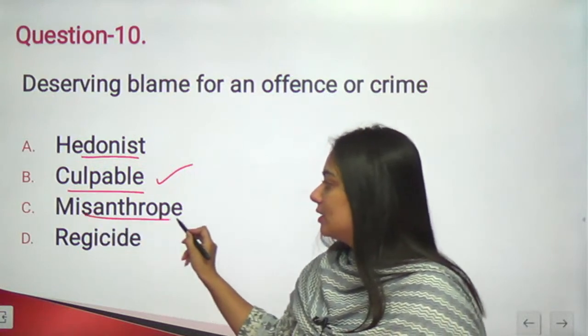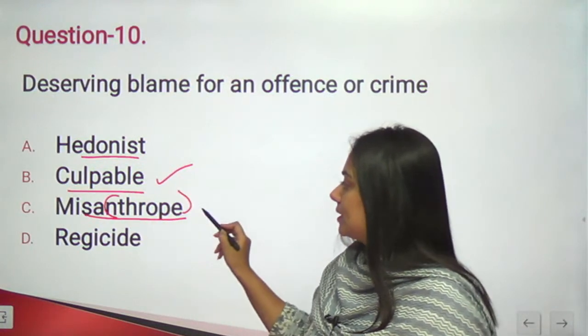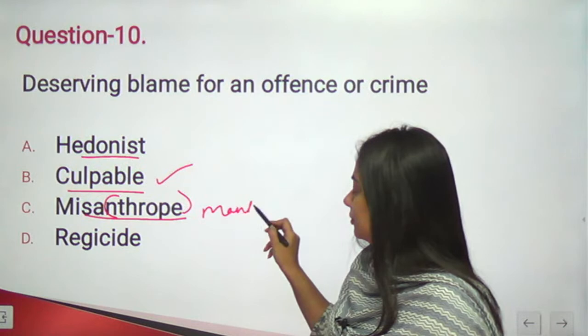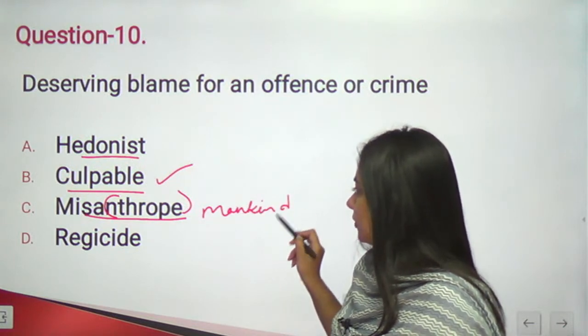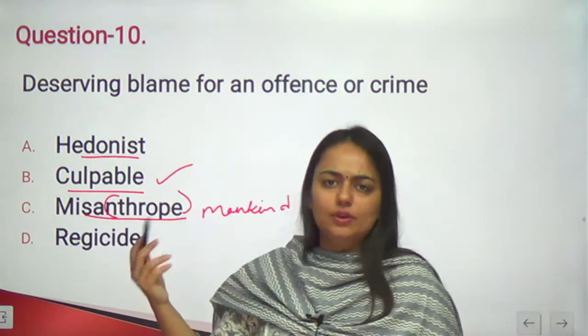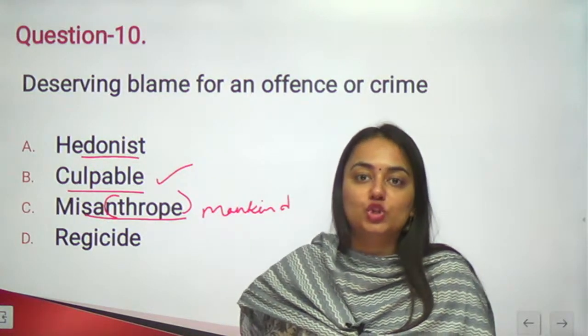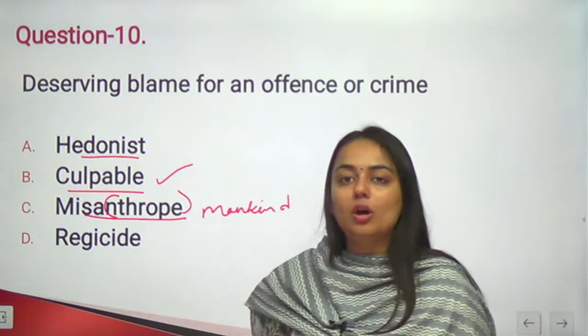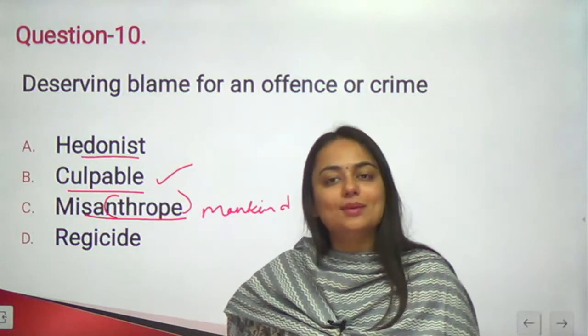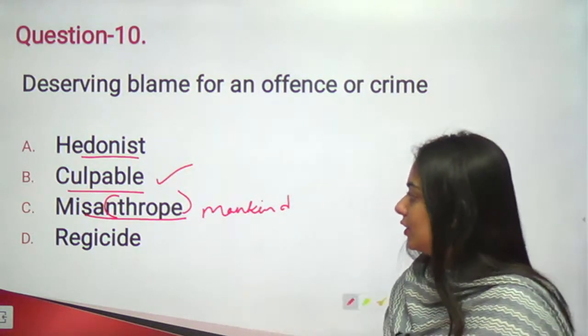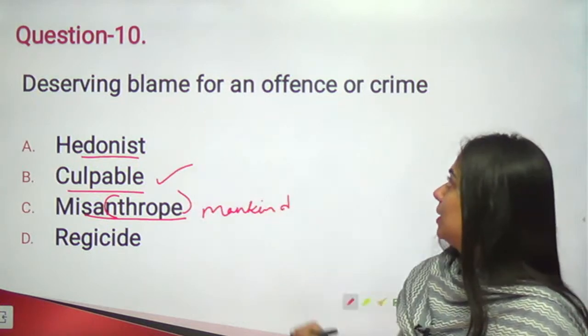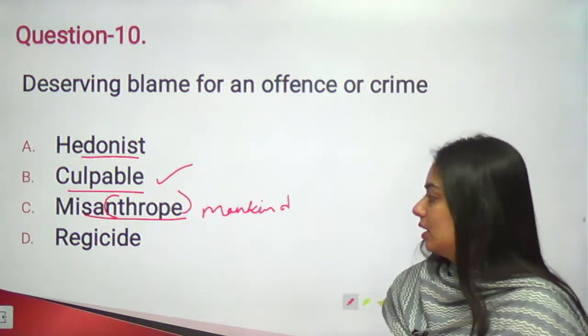Misanthrope, breaking this word, anthrop means mankind. Miss is a negative word. All the words that have miss as a prefix are always negative words. Mishappening, mischance. So misanthrope should be hatred towards mankind. It's a negative word, so this is not related to deserving blame for an offense or a crime.